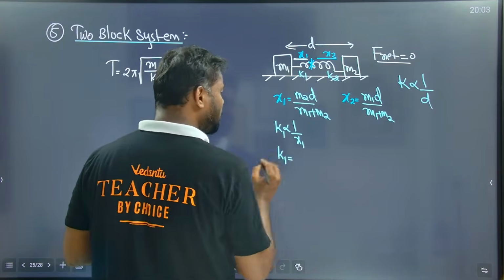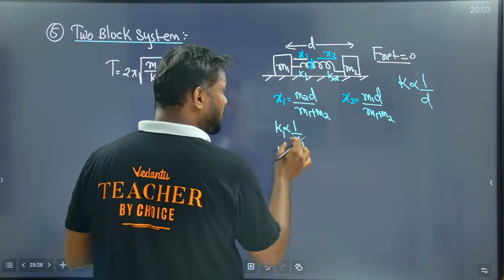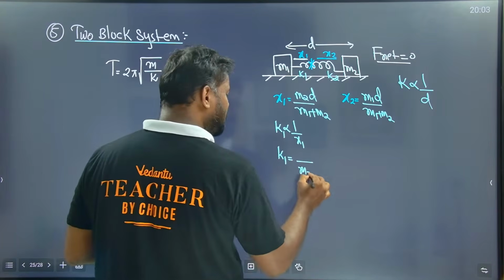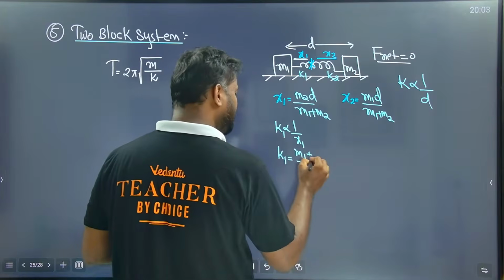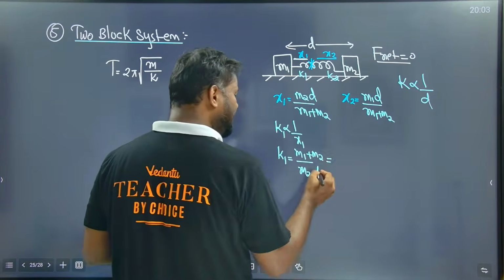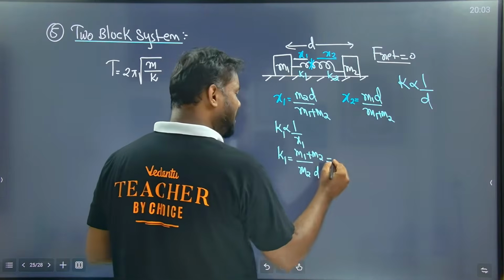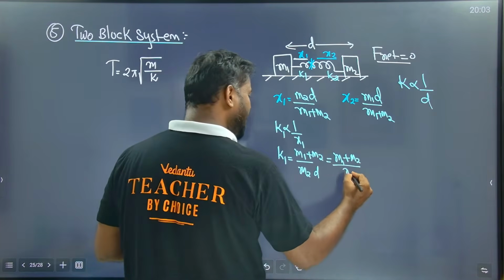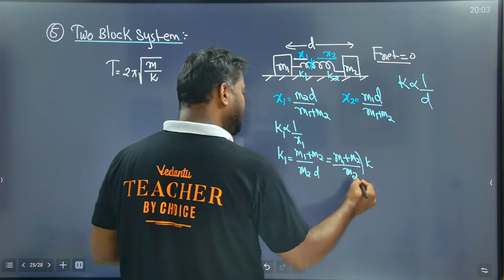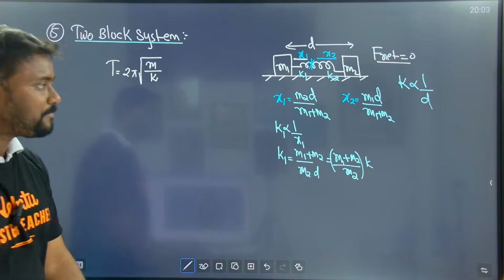k1 is equal to, so இந்த ரிலேஷன் நான் சப்ஸ்டிட் பண்ணுறேன். x1 ஓட வேல்யூ என்னது? m2d divided by m1 plus m2, ரைட்? இந்த d ஓட வேல்யூ என்ன சொல்லலாம்? 1 by d க்கு பதிலாக k எழுதலாமா? k1 equals m1 plus m2 divided by m2 into k. This is what first one.